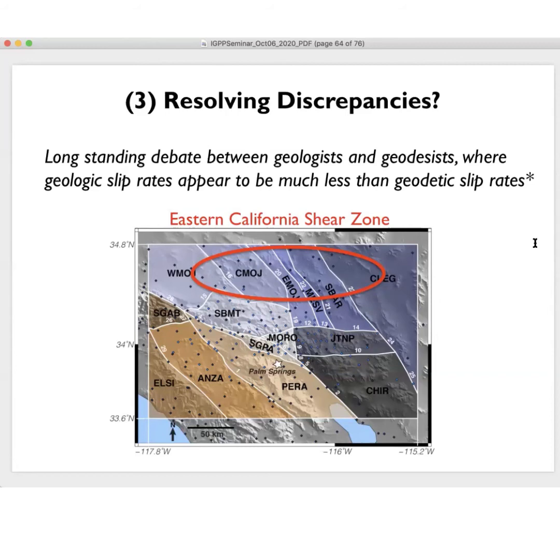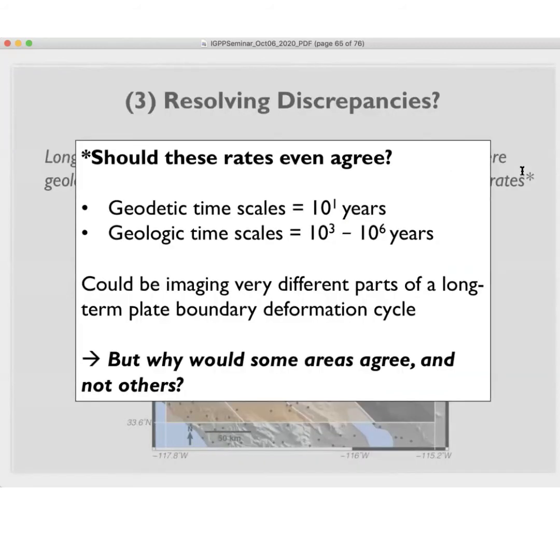And I have a little star here for another caveat, and this could be a very long discussion, but there's a very important question to ask: should these rates even agree? We know geodetic timescales are decadal, and we know geologic timescales can vary from thousands of years to even millions of years. So based just on that, we know that these two different fields and data sets could be imaging very different parts of a long-term plate boundary cycle. But another caveat: why would some areas agree just fine and not others? What's special about those areas that don't agree? What can we learn about studying those particular areas?